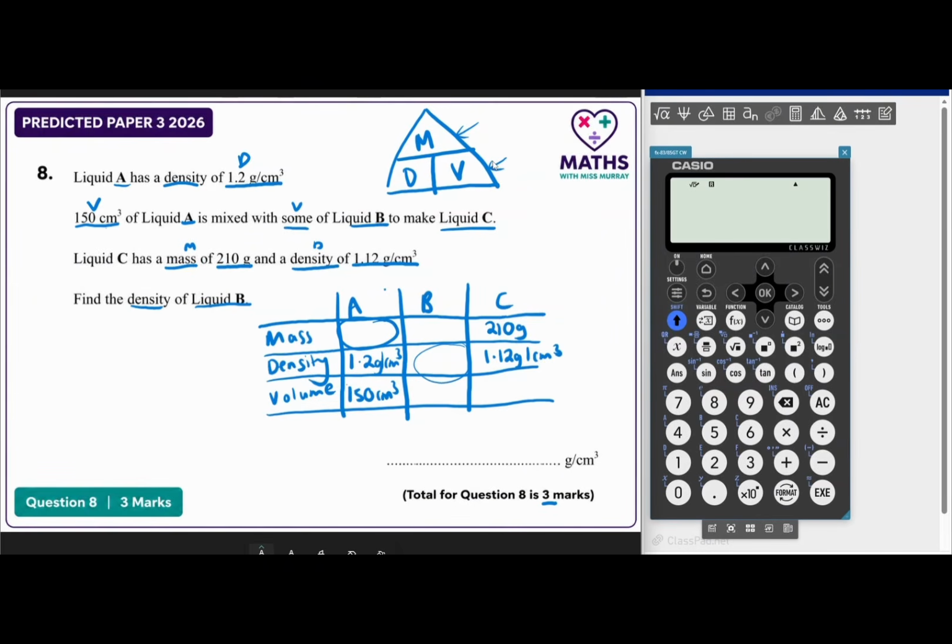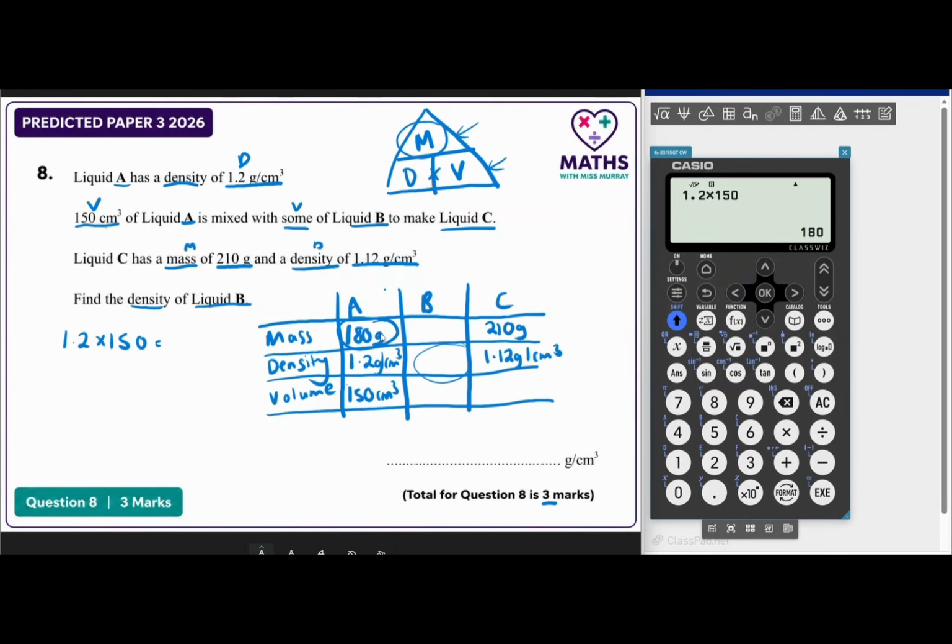So if I am doing the mass of A, that tells me I'm doing the density multiplied by the volume, because if I cover up the mass, I'm doing density times volume. So I'm going to do that over here. I know the density of A is 1.2 and I know the volume of A is 150. So I've got my calculator open here. I'm going to do 1.2 times 150, and it's given me 180. So I now know the mass of A is 180 grams.